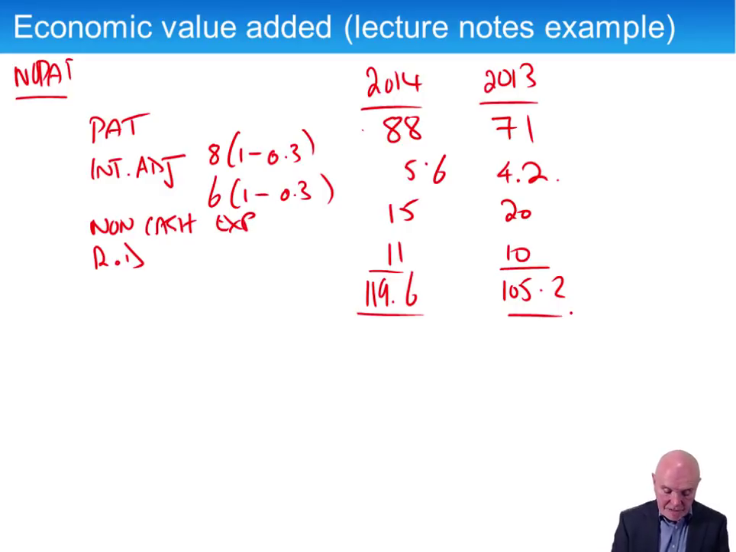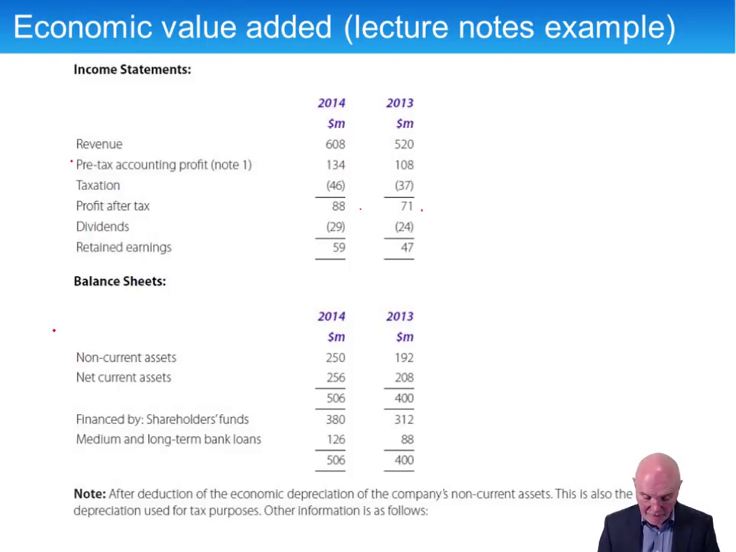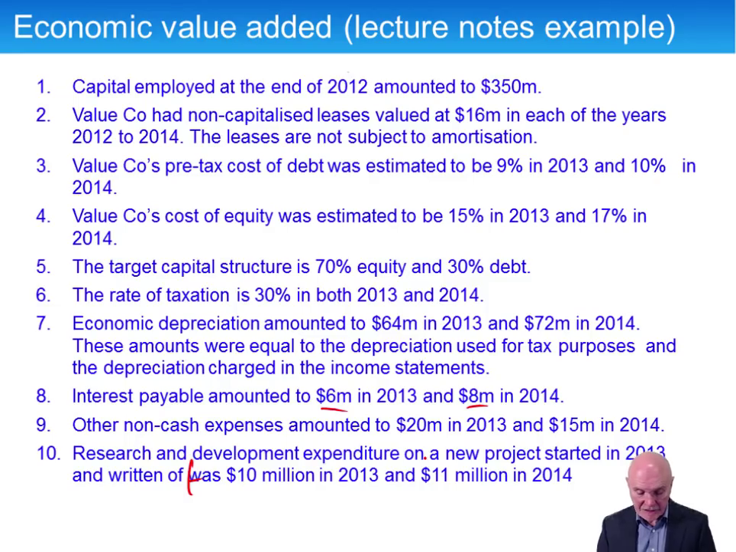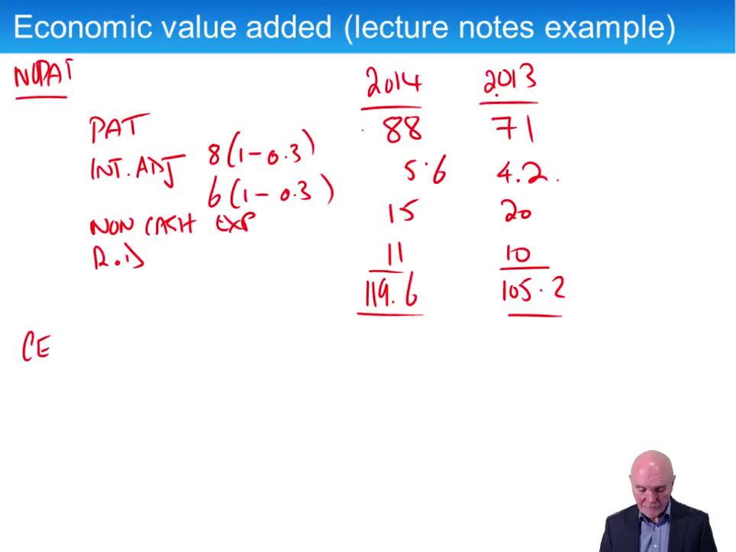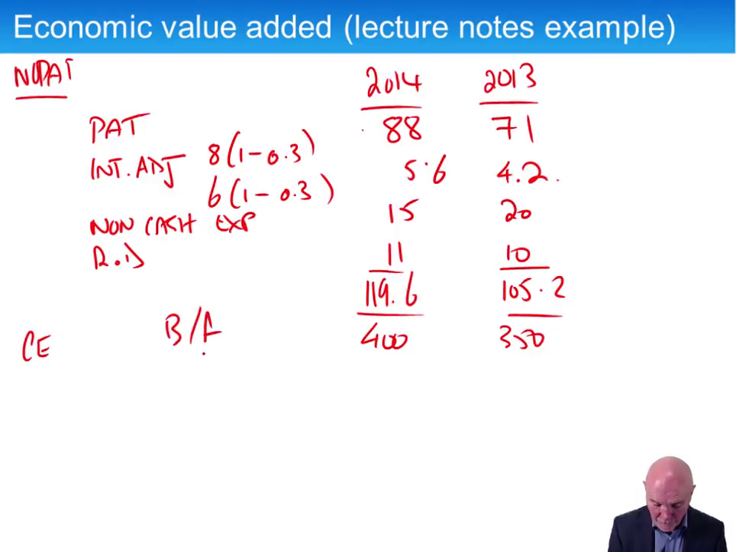So let's think about the capital employed. Capital employed at the start of the period. So what will we pick up here? We can go back here, and I will pick up this 400 at the end of 2013, and we are told 350 at the start of 2013. So 400 and 350. Okay. That is the brought forward.